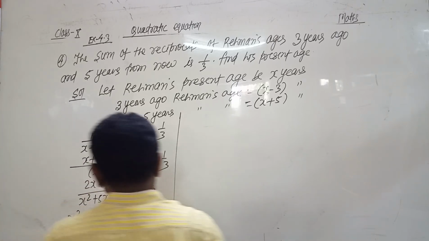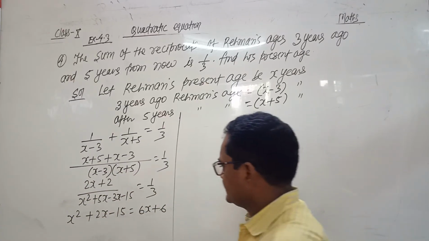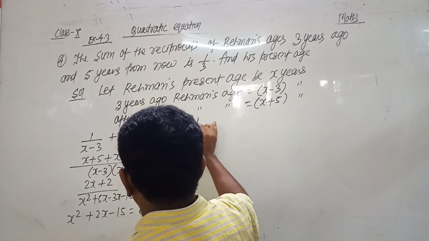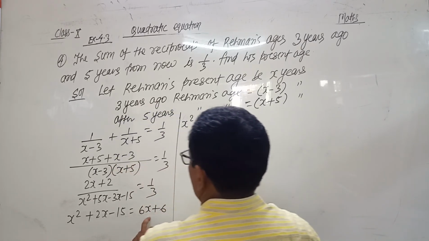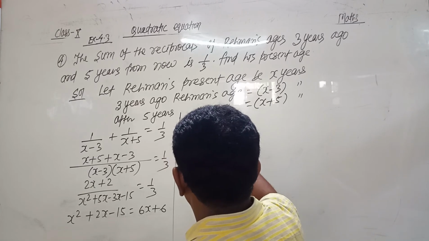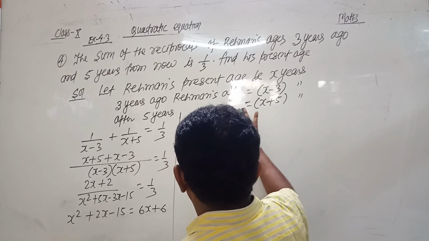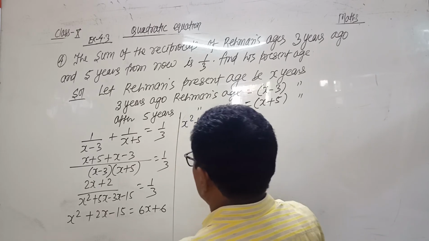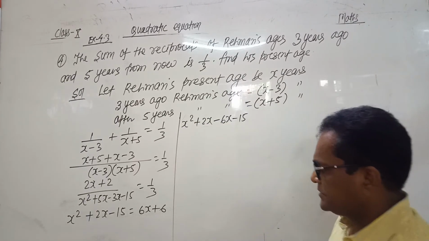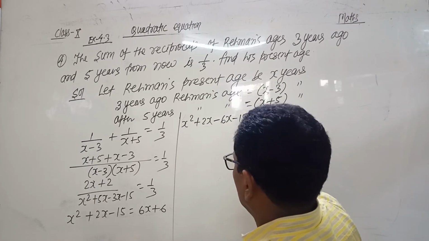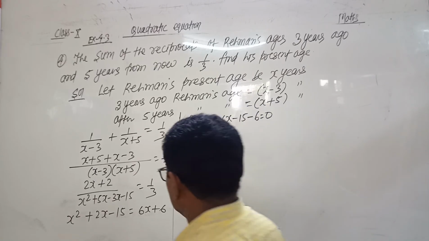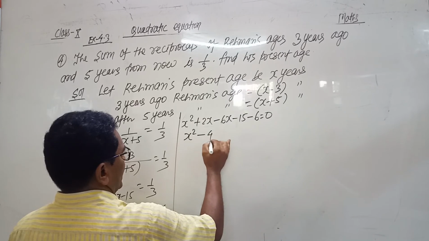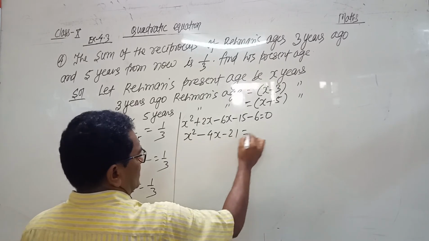So we get x square plus 2x, and 6x will go on the left side, minus 6x and minus 15. And this 6 goes on the left side, becomes negative, minus 6 equals to 0. Then x square minus 4x minus 21 equals to 0.